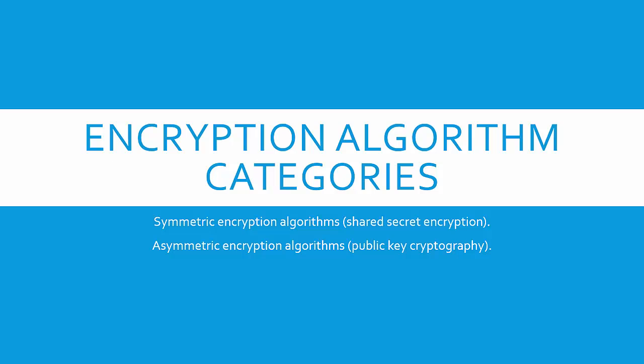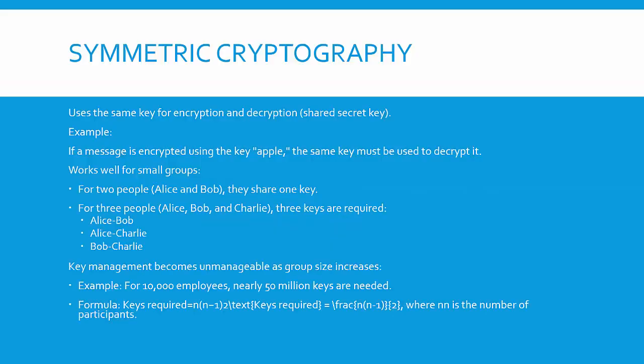Encryption algorithms can be divided into two main categories, symmetric and asymmetric. Symmetric encryption is all about using the same key for both encryption and decryption. It's often referred to as a shared secret encryption because both parties need to have the same key. For example, if a message is encrypted using the key Apple, the recipient would need that exact key to decrypt it. This approach works great for small groups.